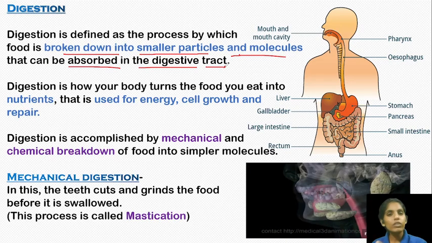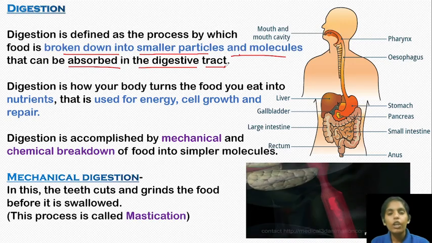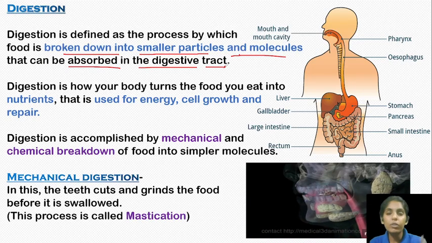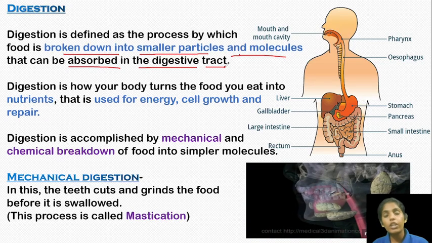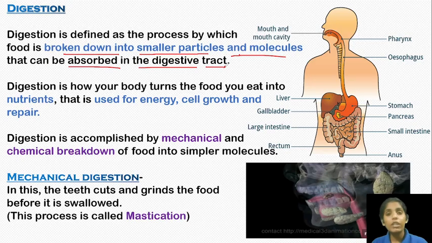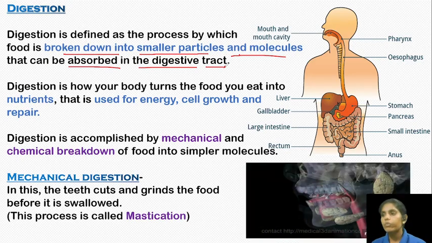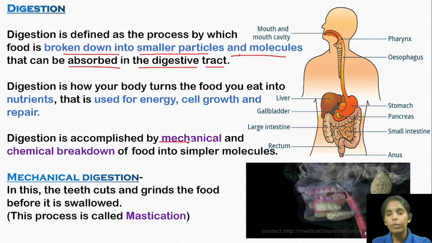And simply, you can say that digestion is the process by which our body will convert the food we eat into nutrients. And these nutrients are used for different purposes in our body, like for energy, cell growth, cell proliferation, DNA synthesis, DNA replication, etc. Whatever activities take place in the cells of our body, they all require nutrients. And digestion is of two types, the mechanical digestion and the chemical digestion.